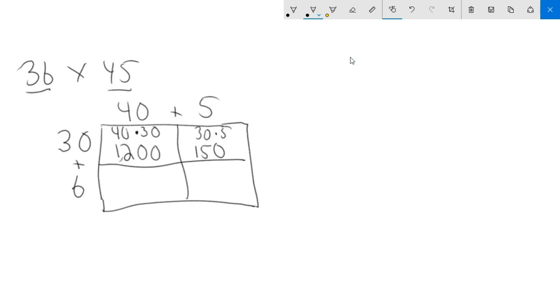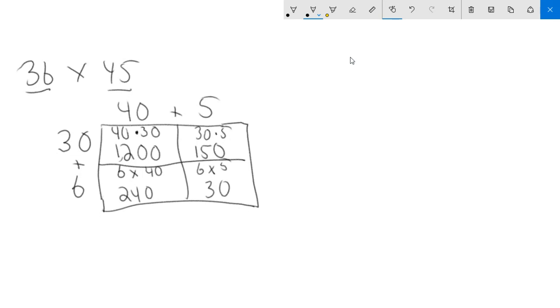Now that takes us down here. And this is where sometimes kids get lost. So taking a look, this is the width, so 6. The length of this piece right here is 40. So I'm doing 6 times 40. That would be 240. And then my last box over here has a width of 6 and a length of 5, making 6 times 5, which is 30.